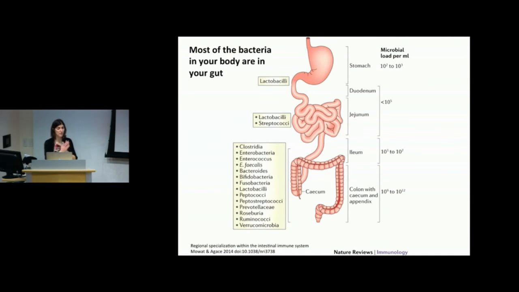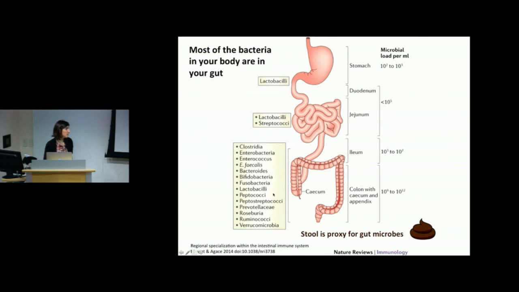Okay, so now I'm going to move a little bit away from all of the body sites that I've been talking about, and I'm going to focus in on the gut. So most of the bacteria, like I said previously, are in your gut, and depending on where you are in the GI tract, you have a different microbial load. The greatest load by far is in the colon, where you have 10 to the 9th to 10 to the 12th microbes present. The bacteria vary depending on where you are.